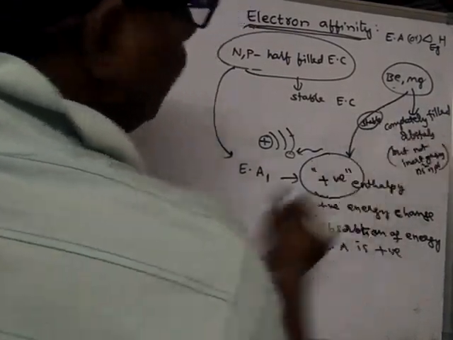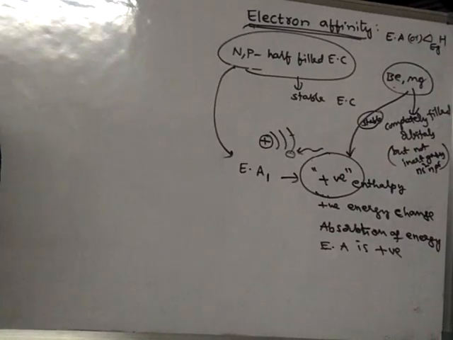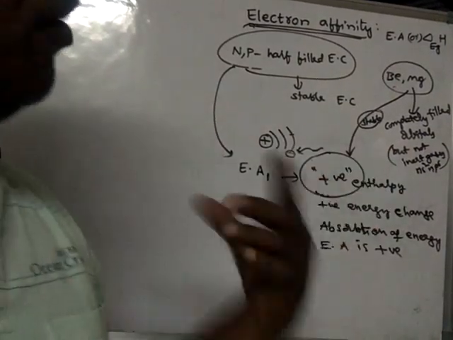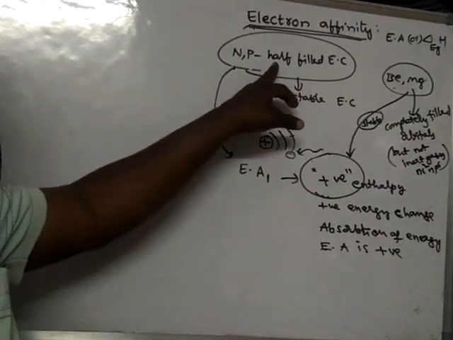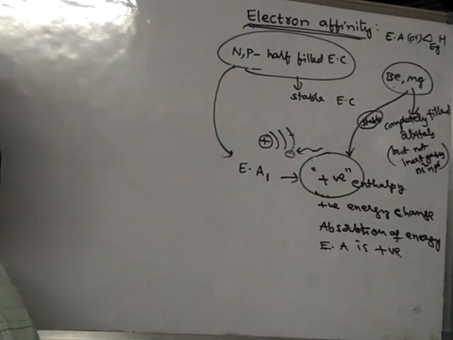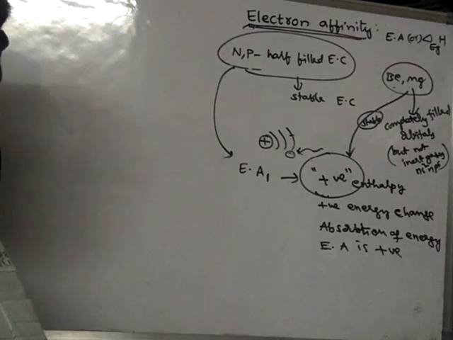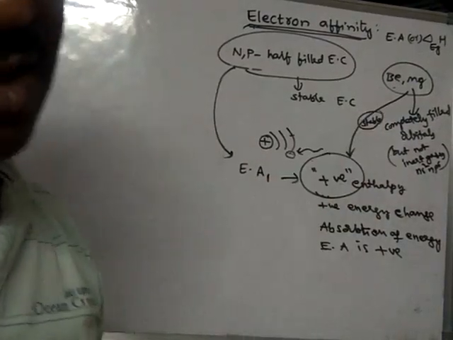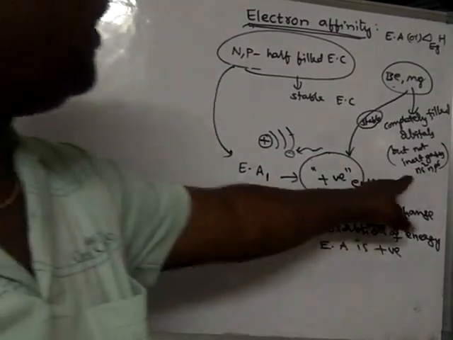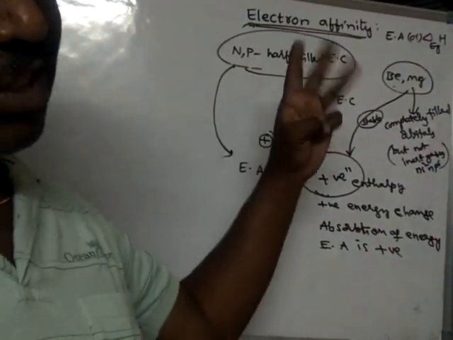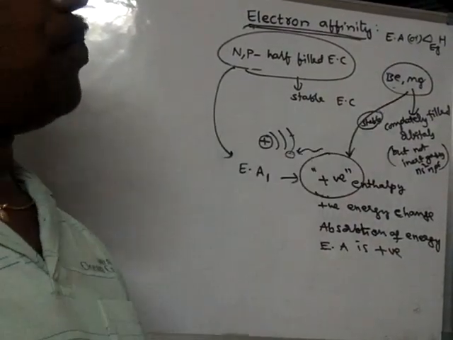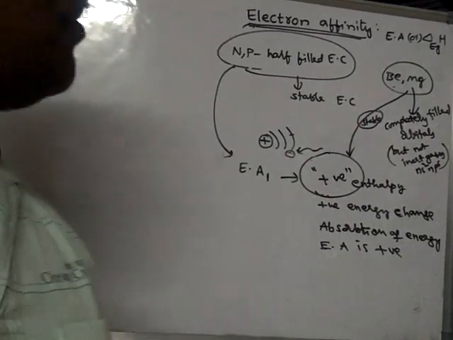So in this case also, whenever an atom has completely filled orbitals, the atom becomes stable. If an atom has half filled electronic configuration, or completely filled electronic configuration, or inert gas configuration, in these three circumstances, atoms will be stable atoms.